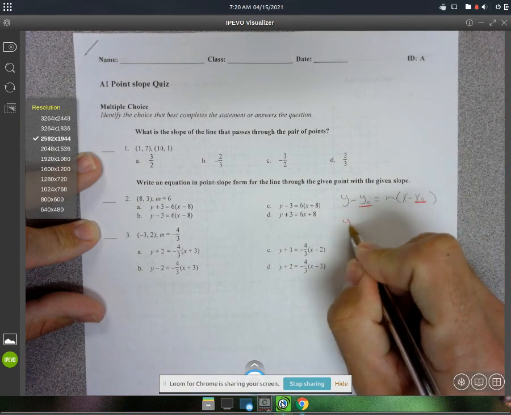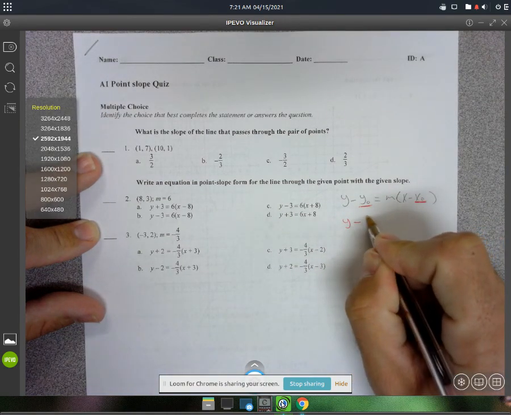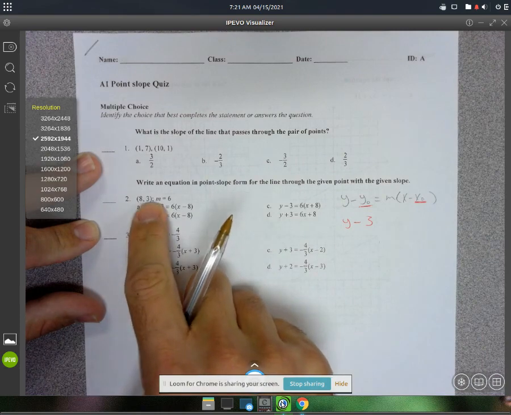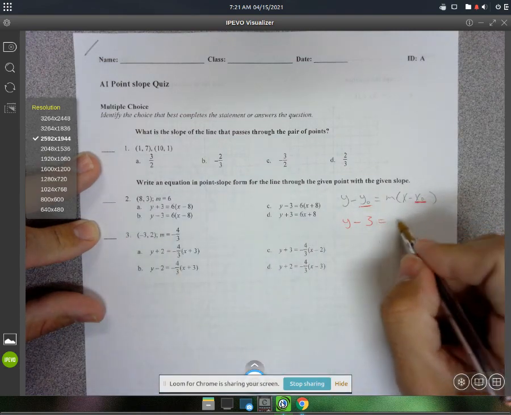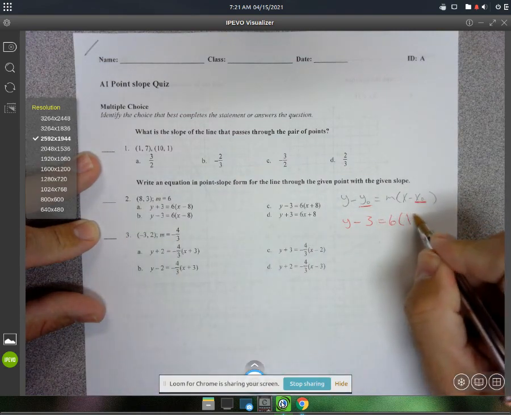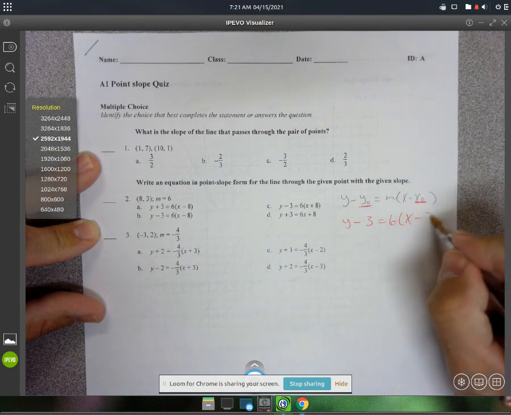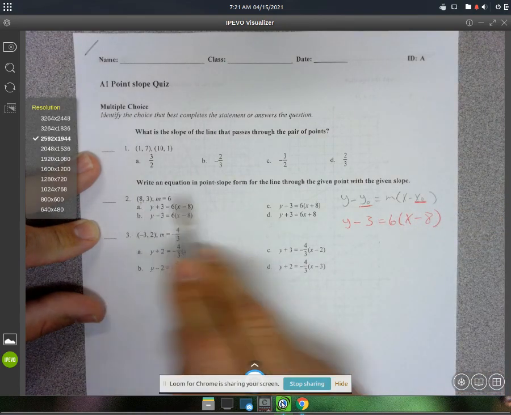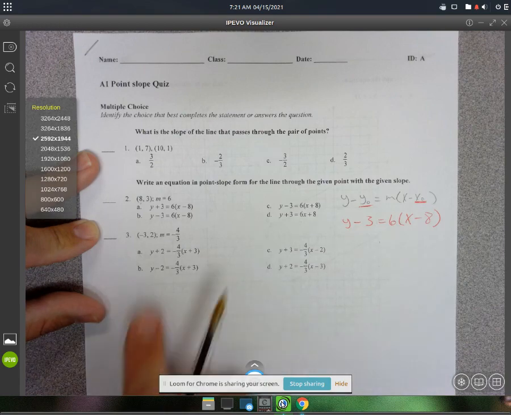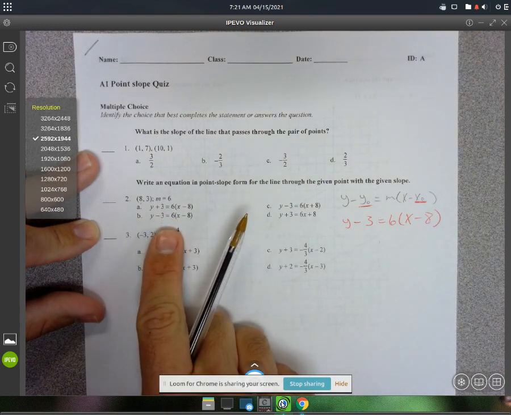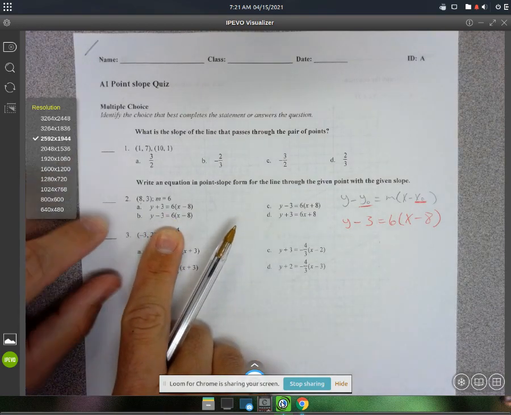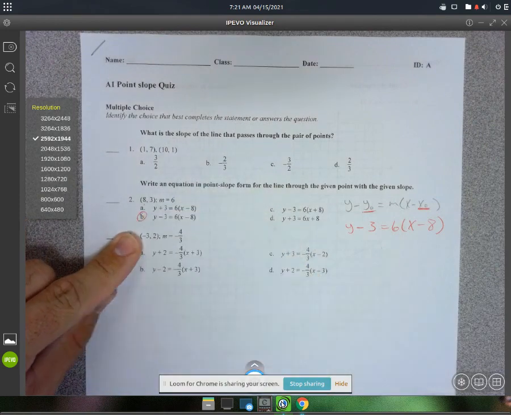So it's going to be y minus 3, because 3 is your y naught. And then the m is a 6. And then x minus 8, because 8 is like your x naught. And so that's going to match option B. Yep, looks like it matches option B there.